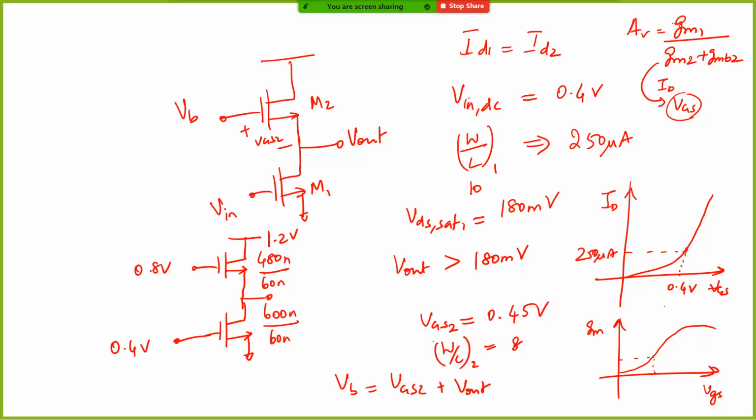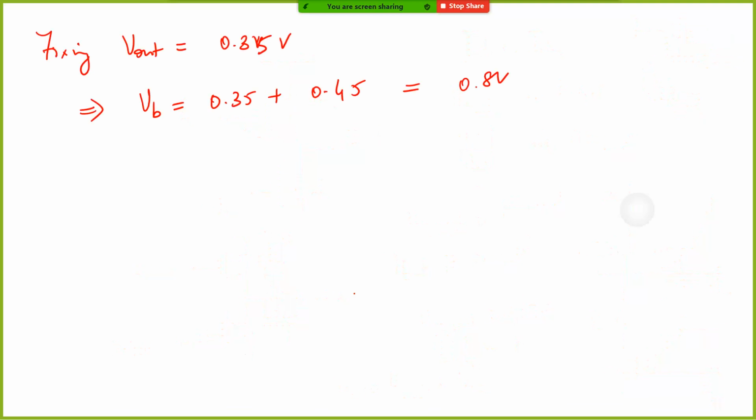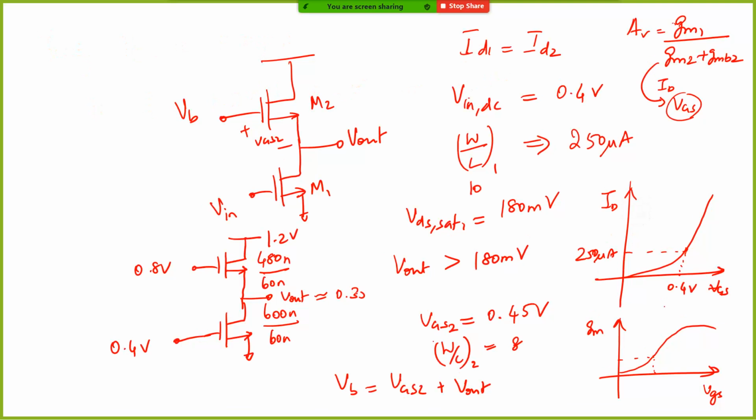So now if you do this, your Vout will be nominally at around 0.35, what we wanted. So suppose, the way it happens is, suppose you change the gate bias. Instead of 0.8 volt, so till now you understood how you will design this amplifier? Yes, sir.